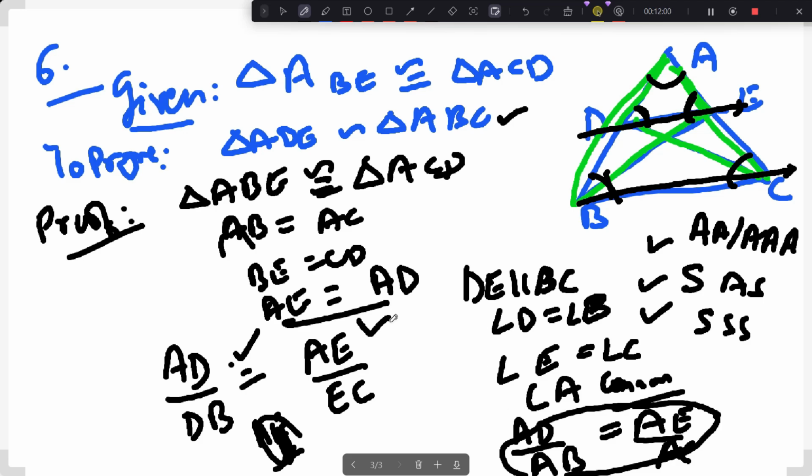What is AD? AD is AE. So the numerator is proved. Now the denominator is AB and AC, which is also equal. Basically, AE is AD, AB is AC. This ratio is equal, right? So hence, this is there, this is there, this is there.